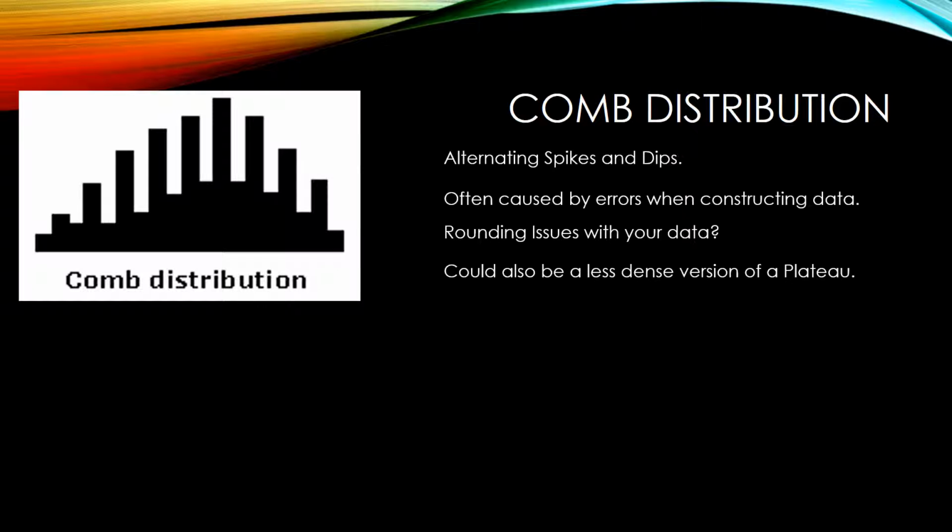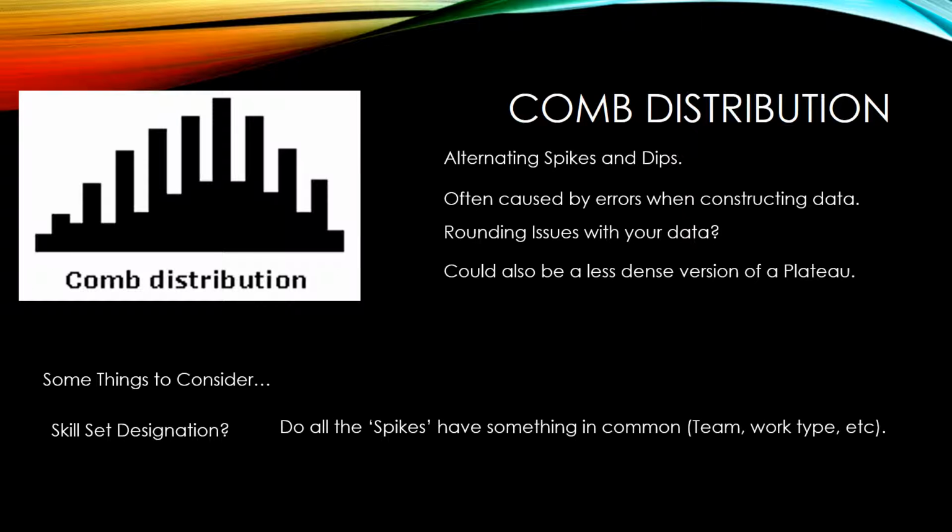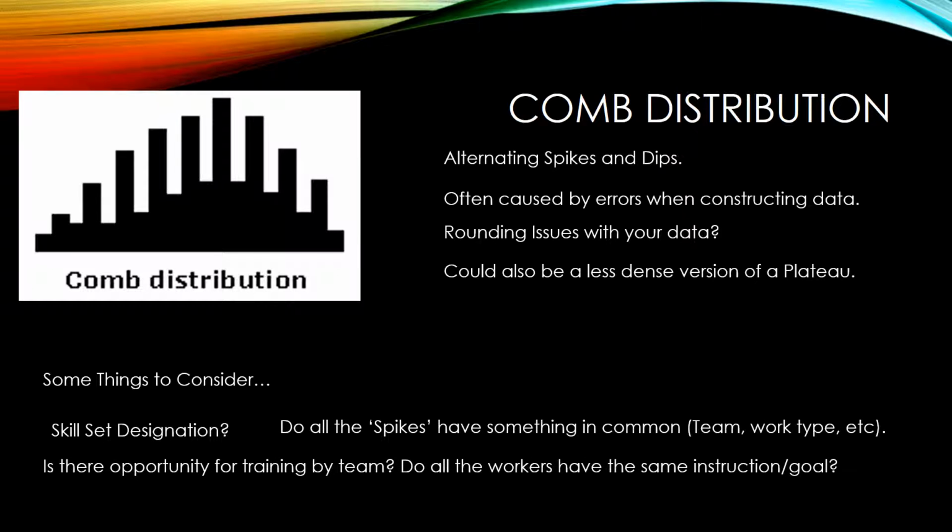It could also just be a less dense version of a plateau. You might have a lot of different processes going on, so I would consider any of the things also from the plateau distribution, skill set designation. Do the spikes have something in common? Is there an opportunity for training by the team? Do all the workers have the same instructions and goals? Things like that.